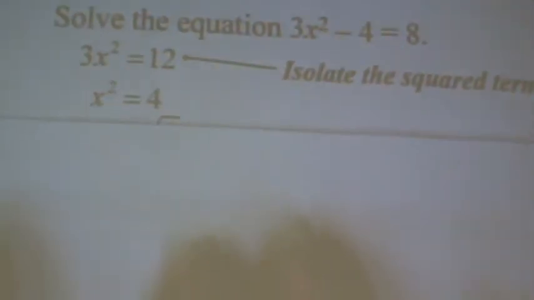Okay, what about this one? How would you solve this equation? Add 4, you get 12, and divide by 3, and you get 4, and then again, take the square root of both sides. And they both work, you can check them out. Okay, let's try another one. How do you solve this one?